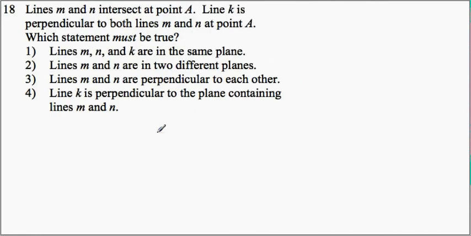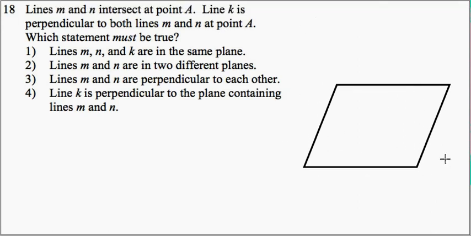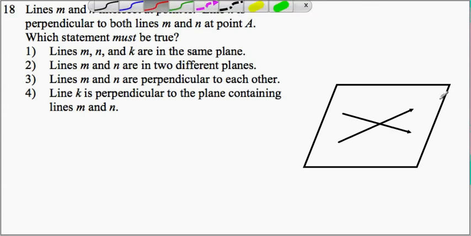Now number 18. The lines M and N intersect at point P. The line K is perpendicular to both lines. That means lines M and N can define a plane. And they happen to have two lines intersecting in this way. And we have M and N.